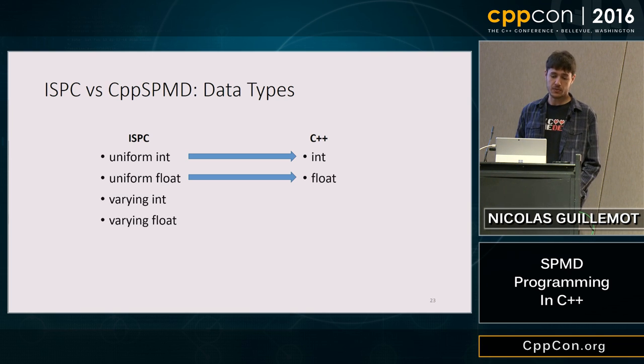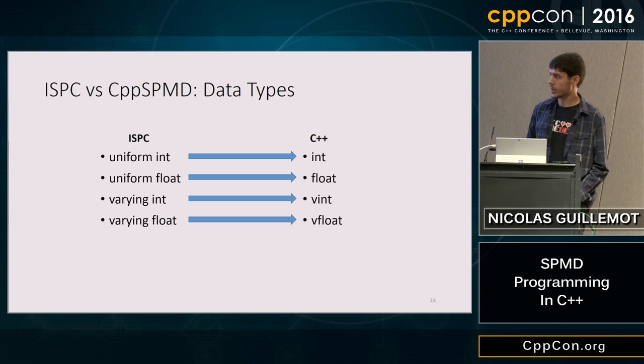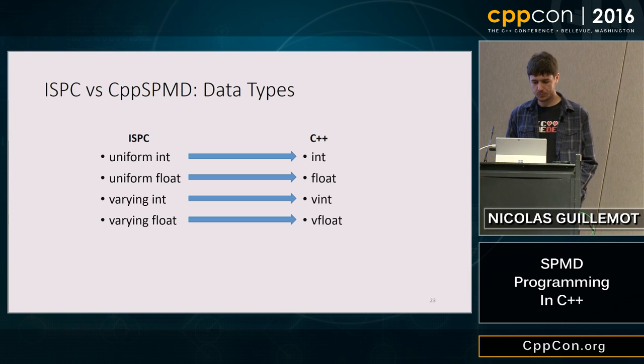But what about varying int and varying float? These are kind of new and exotic in C++ land. So the way that I translate that is I created my own types, vint and vfloat, which represent a varying int or varying float. These are types that are given by CppSPMD.